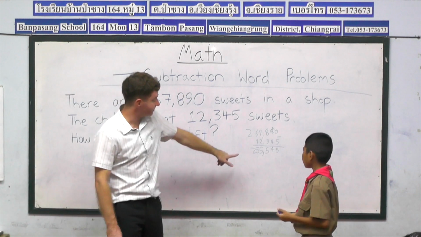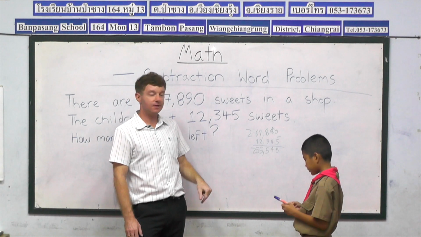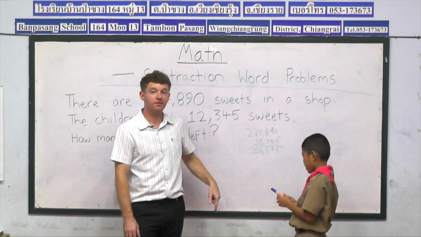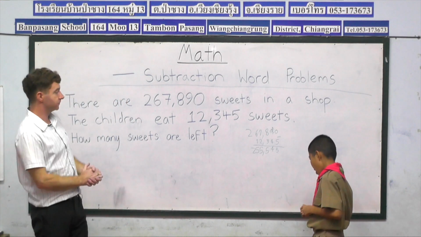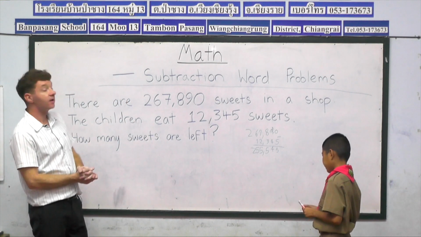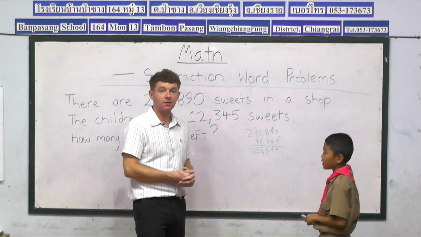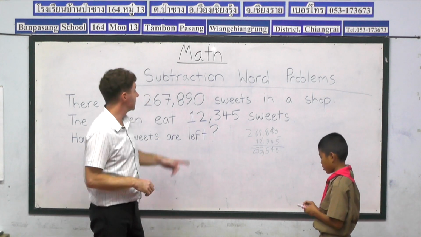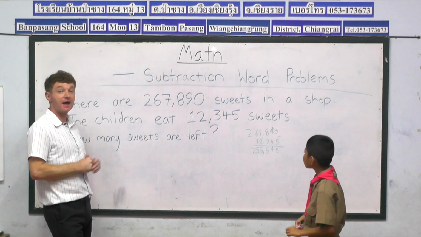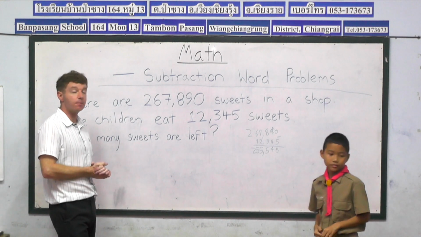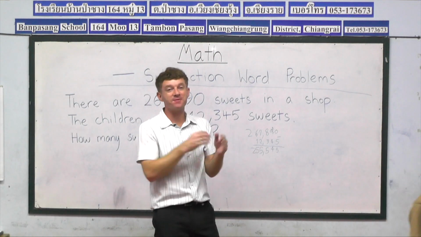So we have our answer, 255,545. So we can say there are 255,545 sweets left in the shop. And that's how we answer subtraction word problems. Pangpon, that was brilliant and very quick. Well done. Round of applause for Pangpon.